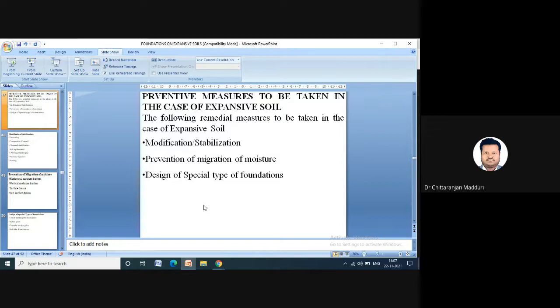The third one is design of special types of foundations. Without going for any ground improvement technique, we can directly design special foundations like raft foundation, under-reamed pile foundation, belled piers, like that, in the case of expansive soils. These special foundations can counteract the swelling nature of the soil mass.